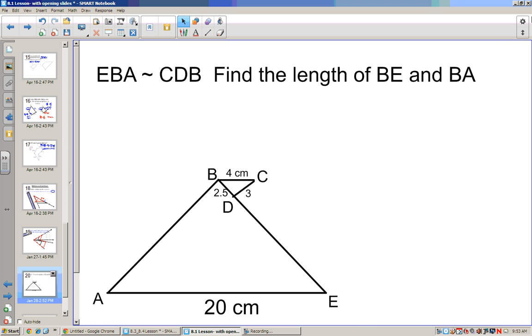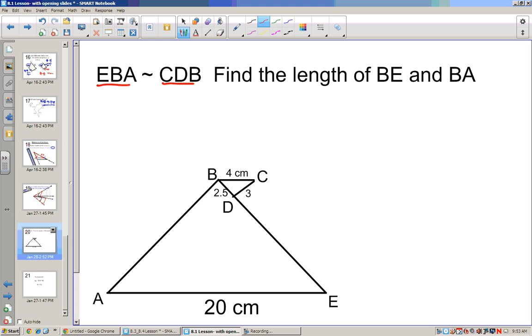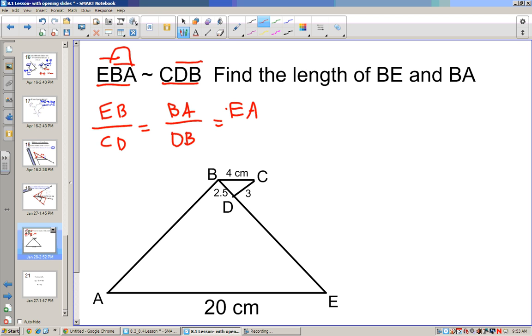All right, now we have one more problem before the end of the lesson, and it's a similarity problem where we need to find BE and BA. Now this problem, it's a little unclear if E matches up with C or if E matches up with B. So what we do is we use the similarity statement that's given in the problem. EB is the first two letters, which will match up with CD. That will be equal to BA over DB, which will be equal to EA over CB.